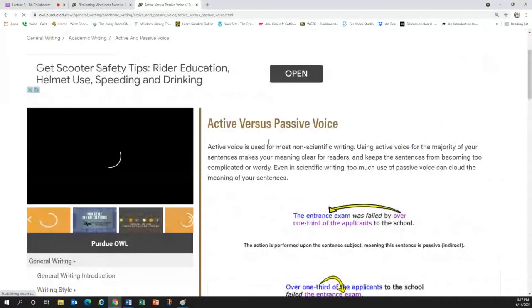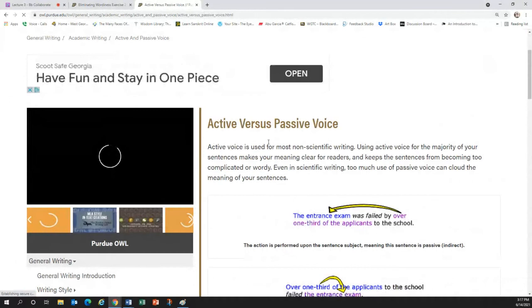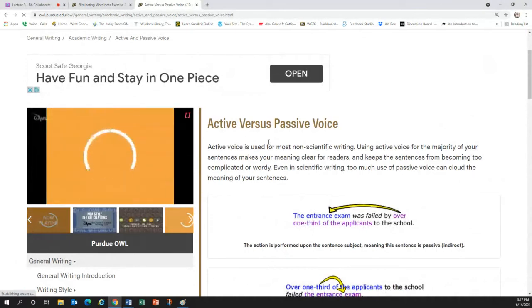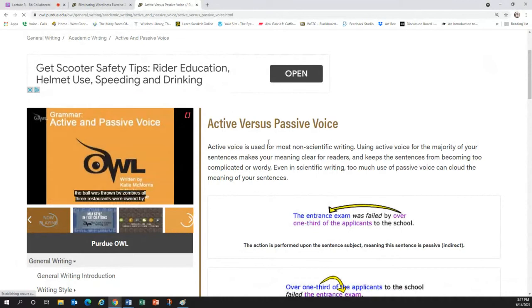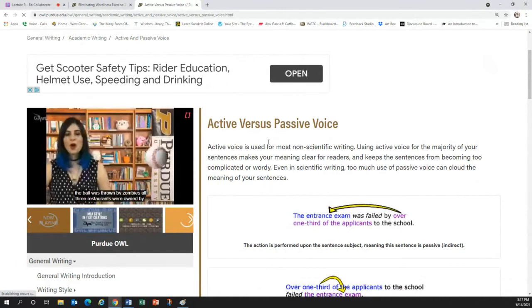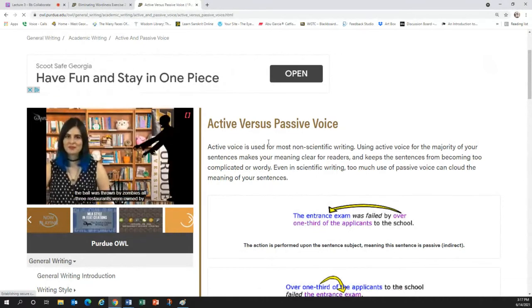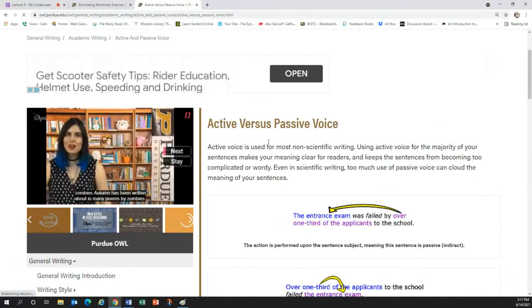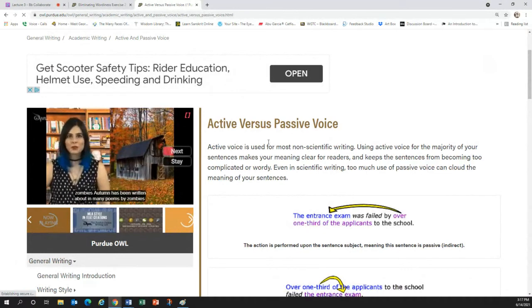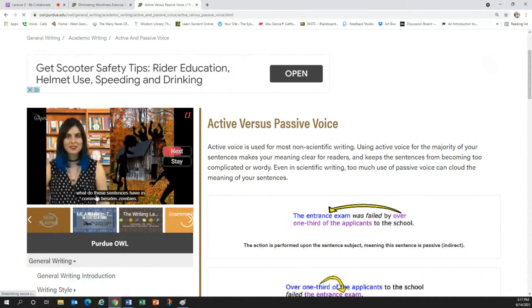Active versus passive voice. So you want to strive for active voice in your essay. Active voice is used for most non-scientific writing. Using active voice for the majority of your sentences makes your meaning clear for readers and keeps the sentences from becoming too complicated or wordy. Even in scientific writing, too much passive voice can cloud the meaning of your sentences. Okay.